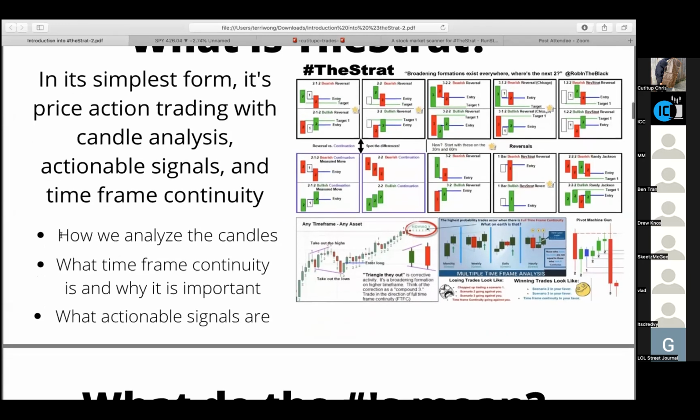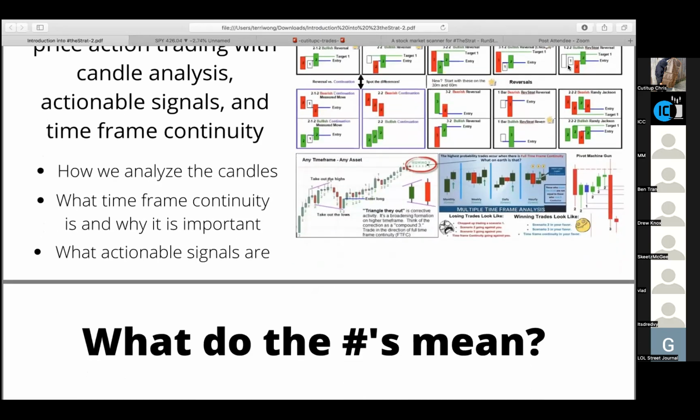I'm gonna go into how we analyze the candles, what time frame continuity is, why it's important, and what the actual signals are. Later on, I'm gonna go into how I use it to day trade, because all this stuff works on every single time frame: the month, the week, the year, the day, the hour. You see these things play out on every single time frame, but I use them specifically on the day and the intraday. So I'm going to show you what the actual signals are, and then go into the charts.